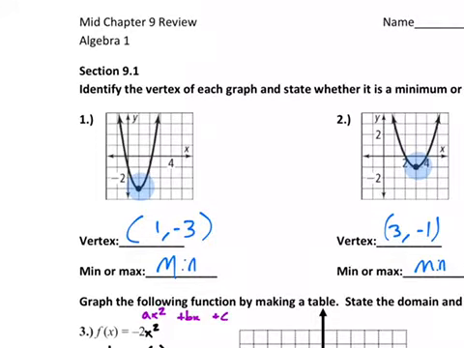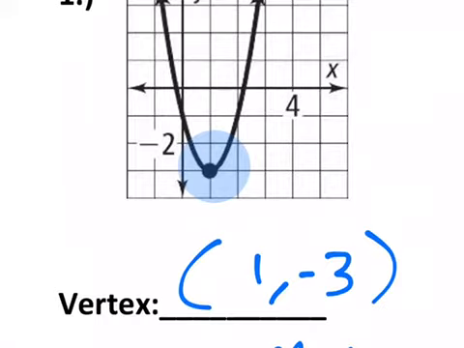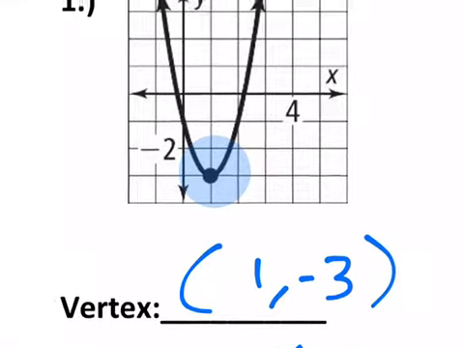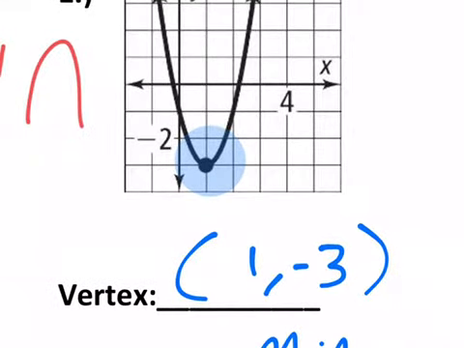Alright, so here in this video we're going to see the answer key to the mid-chapter 9 review. First part, identify the vertex and state whether it's minimum or maximum. Remember that vertex is either the top or the bottom of that parabola. This parabola is either making U-shapes like this or like this. And identify just the coordinate points.